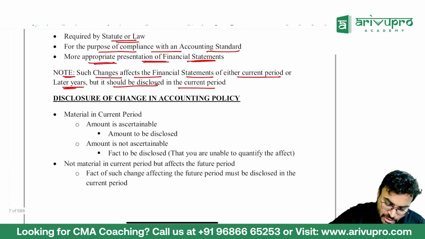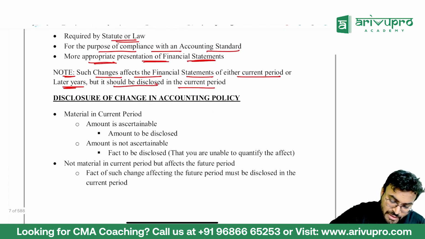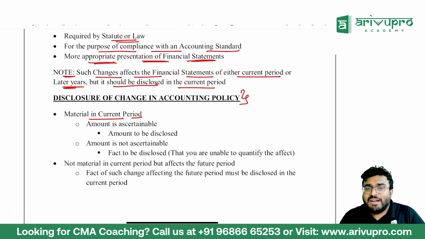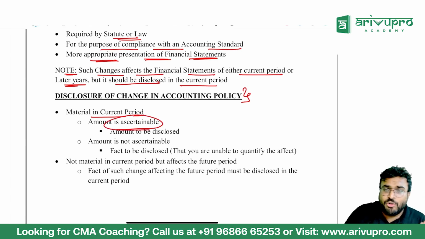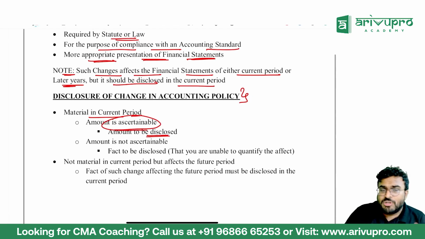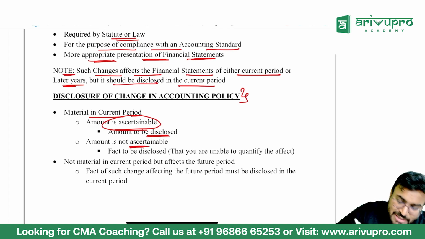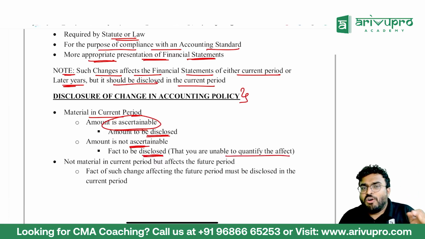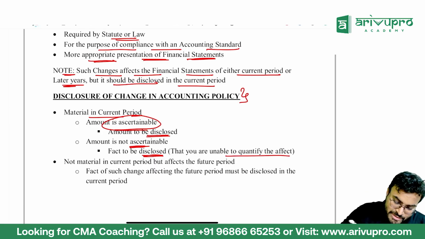Disclosure of changes in accounting policy. Now, material in current period. That means it is affecting the current period and the amount is ascertainable. You know the amount. The amount should be disclosed, how much it is impacting your financial statement. If the amount is not ascertainable, if you don't know the amount, then facts should be disclosed that you are unable to quantify the effect.